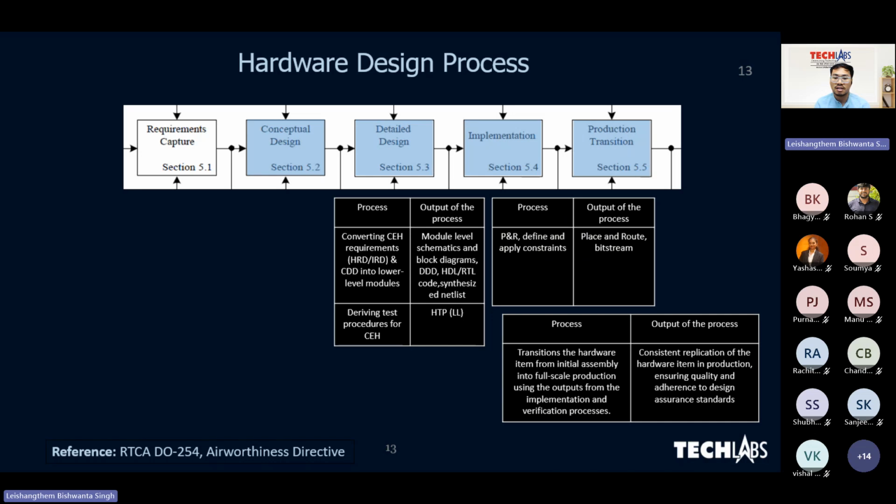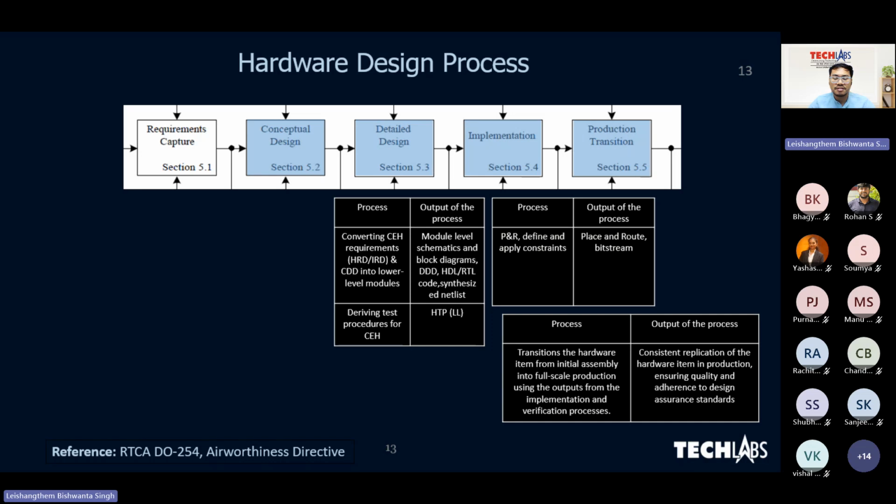Now we have to be ready for manufacturing or mass production. That is exactly what is happening during the production transition: transition the hardware item for initial assembly into full-scale production using the output from the implementation and verification process. And you will have an output of the process: consistent replication of the hardware item in production. So this is about the hardware design process.